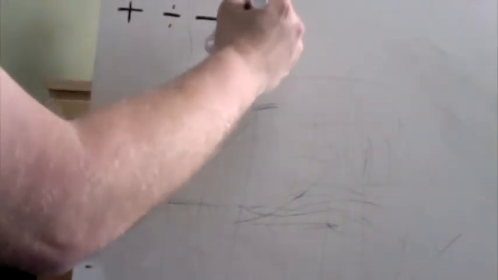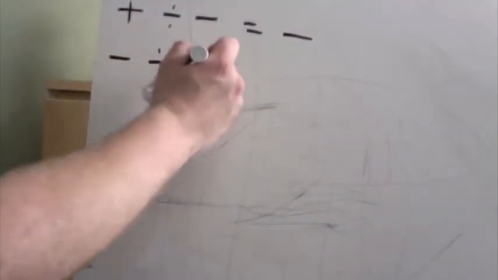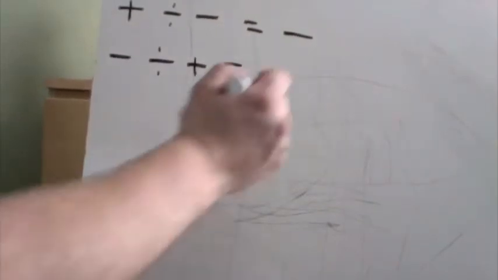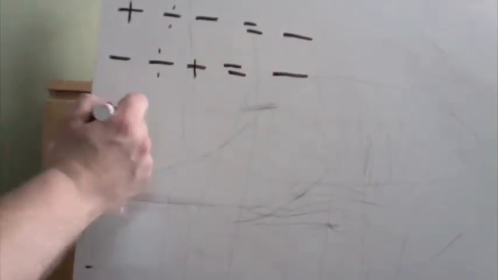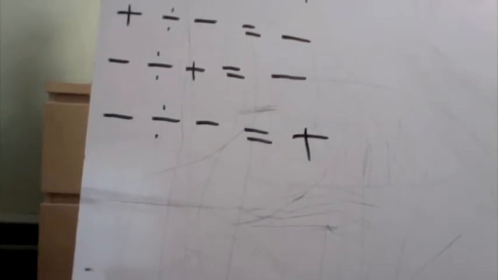Okay, and the same rule applies with division. So if I have positive divided by positive, end result positive. If I have a positive divided by a negative, end result negative. If I have a negative divided by positive, end result negative. If I have a negative divided by a negative, just like the multiplication, it's going to result in a positive.